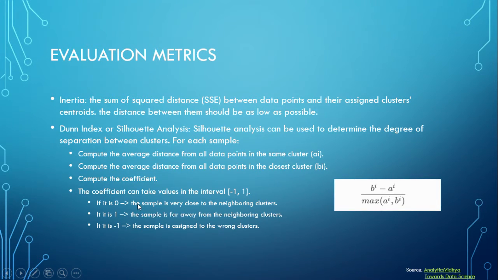Now, if the value is more than 0, then the sample is very close to the neighboring clusters and you don't have a really good classification. But if the value is 1, the sample is far away from the neighboring clusters and you have a very ideal cluster set. Now, if the value is -1, the sample is assigned to the wrong cluster. So, the silhouette metric is another way of calculating how good your clustering is.